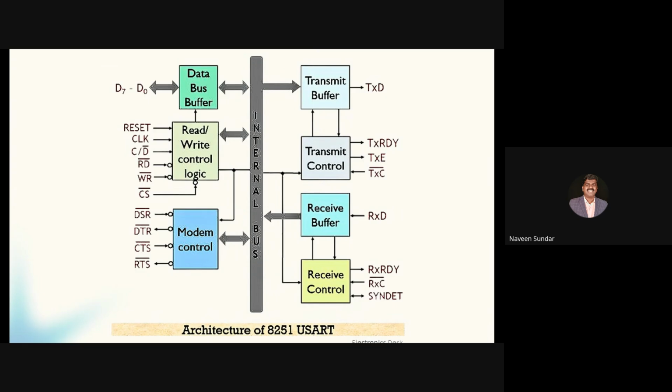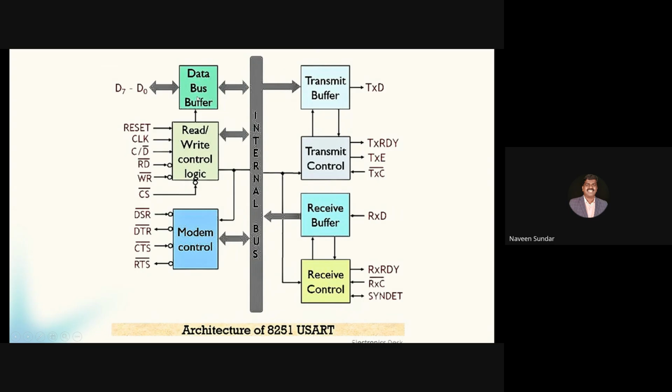Let us see first D7 to D0. This is the data bus, mainly used to transfer data or control words between the processor and 8251, that is the CPU and 8251. It is also bidirectional, which means both sending and receiving take place.